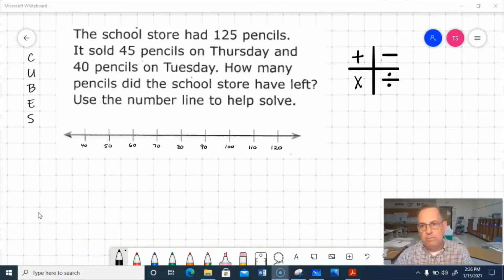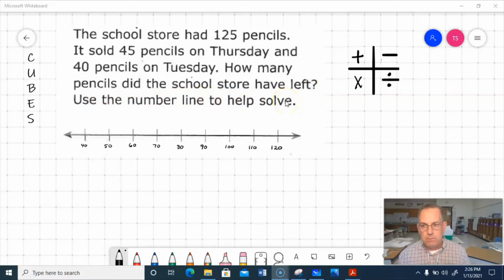Okay, guys, let's go ahead and look at this problem right here. You follow as I read. The school store had 125 pencils. It sold 45 pencils on Thursday and 40 pencils on Tuesday. How many pencils did the school store have left? Use the number line to help you solve.